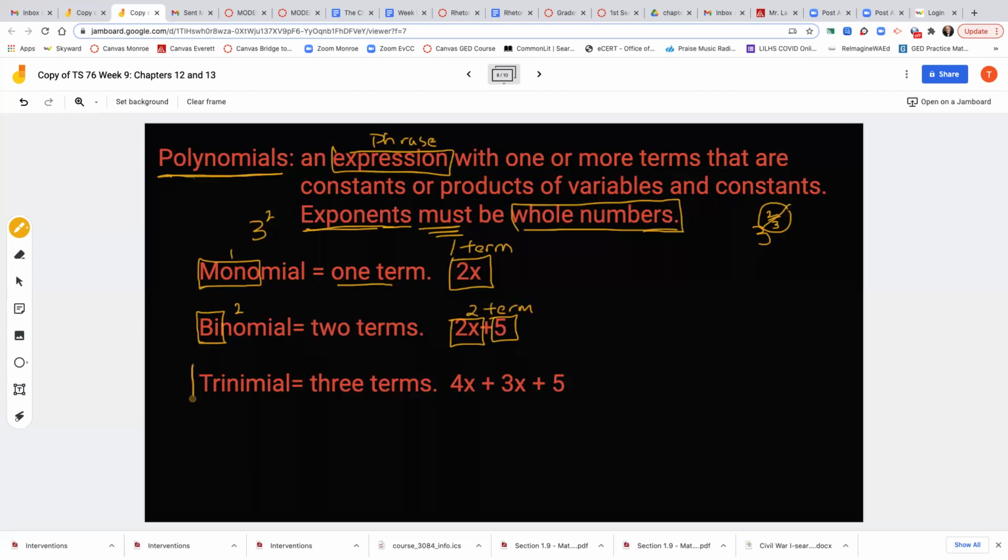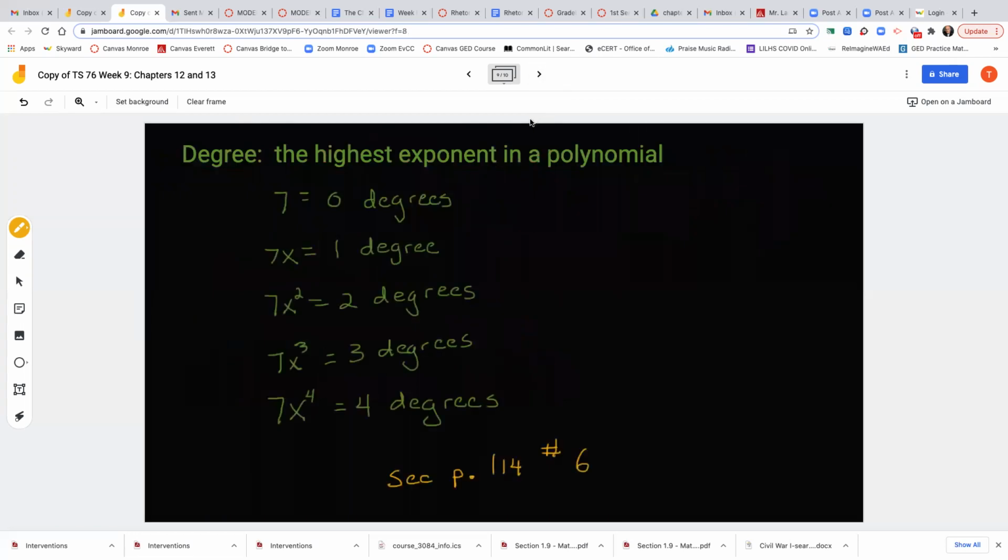And then tri, you probably by now are catching on, means 3, okay? And it has 3 terms, okay? So 4x plus 3x plus 5, you'll see I've got 3 things separated by the plus sign. So I have 3 terms in my polynomial. So this is a trinomial, okay? So when you see that in your homework and they ask you, is this a monomial, a binomial, or a trinomial? Just be aware of that, all right?